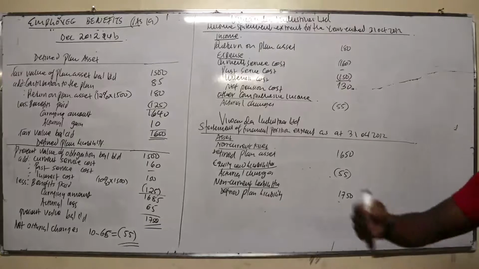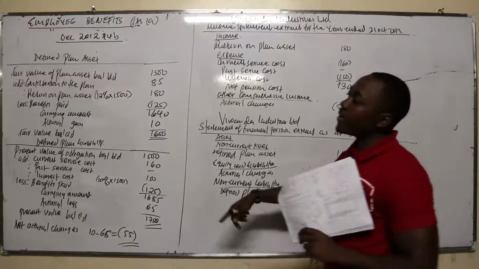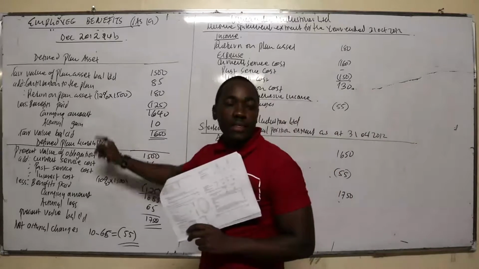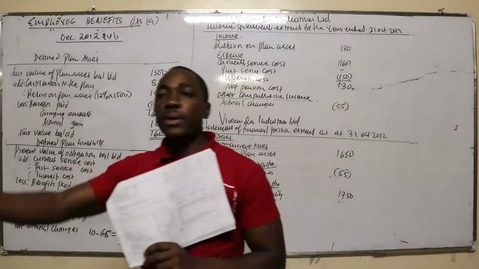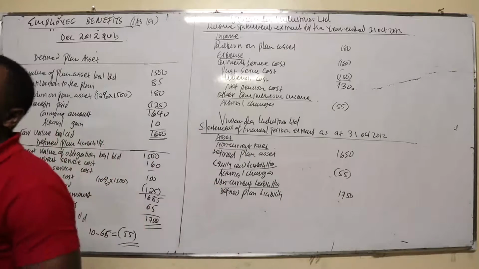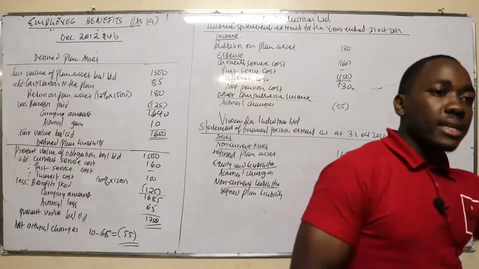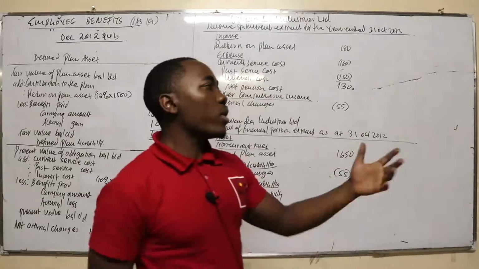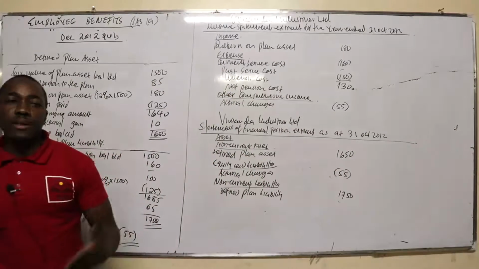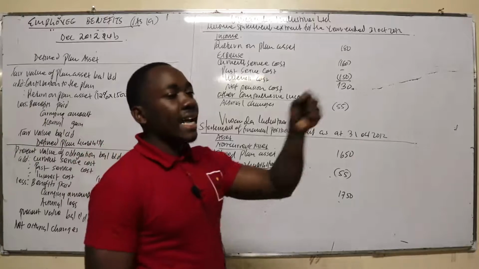When the liability is more than the assets, that's when you show a net liability. Or you can also say when the assets are not enough to settle the liabilities. Are we together? Just say that when the liability is more than the asset, that's when you show a net liability.